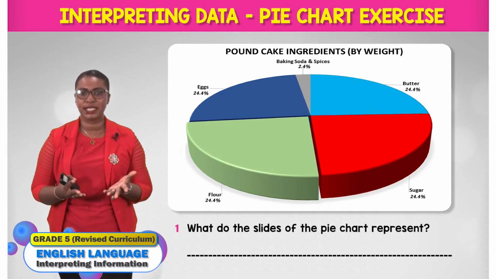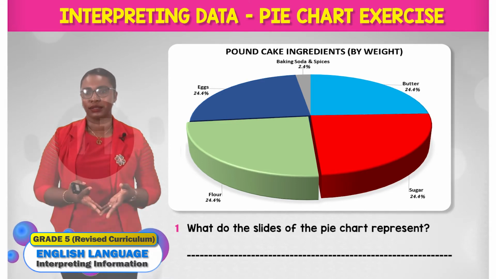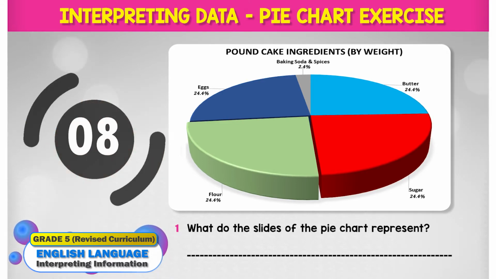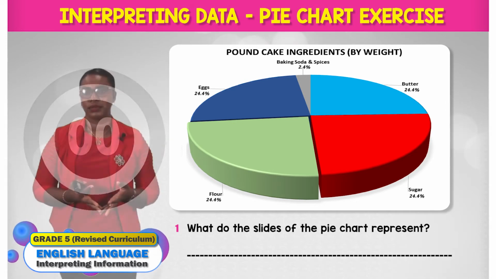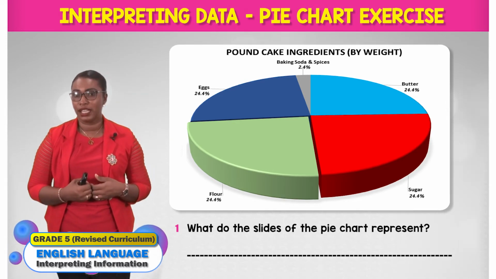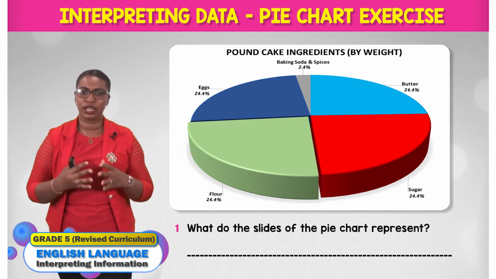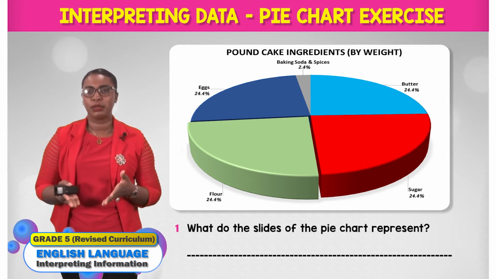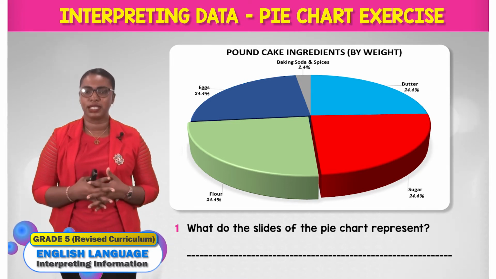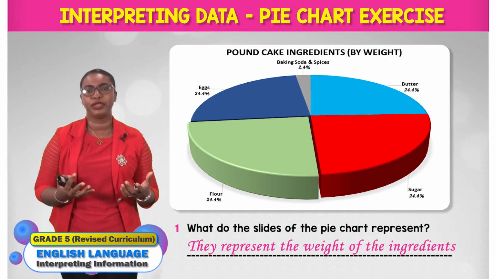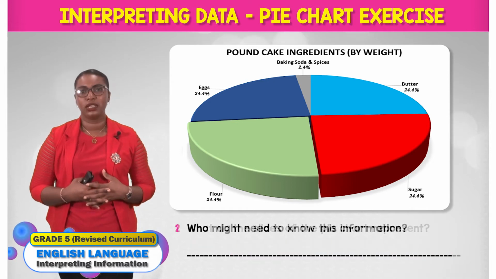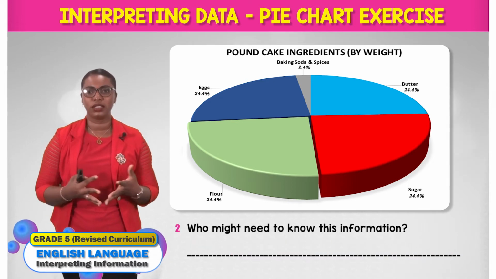What do the slices of the pie chart represent? And if you were listening carefully, because of how the pie chart is laid out, you would be able to answer the question very easily because we identified that each part of the pie chart represents a different ingredient. Now, who might need to know this information?